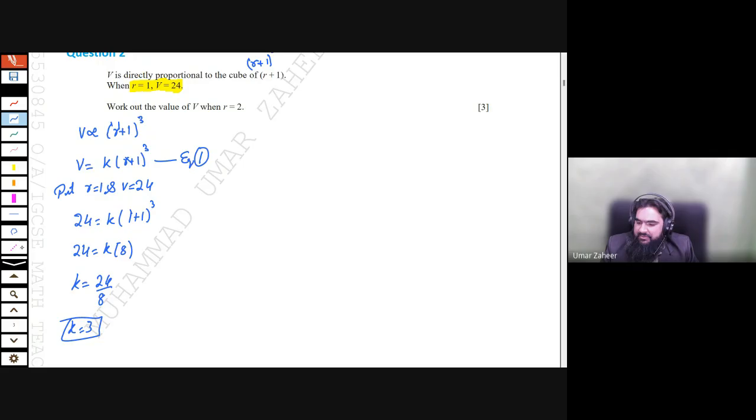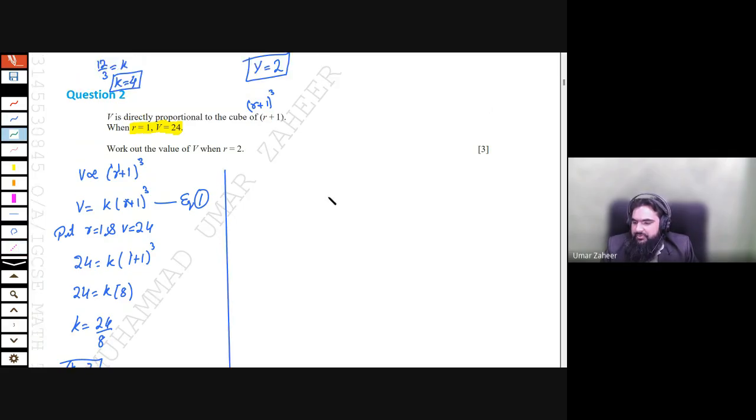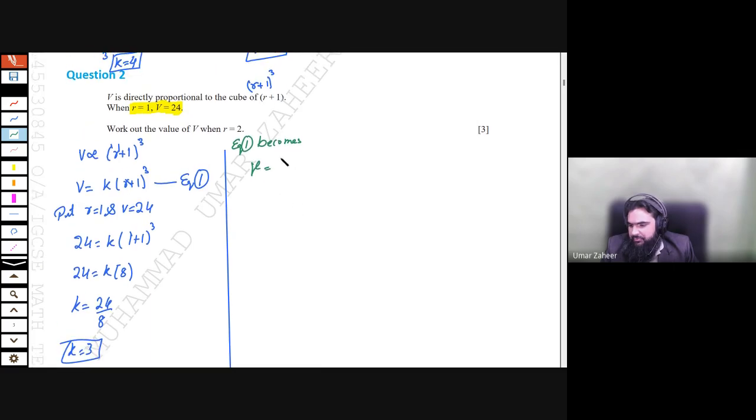Now we have the value of the constant. So my equation 1 becomes v is equal to 3 times r plus 1 whole power 3. This is equation 2.